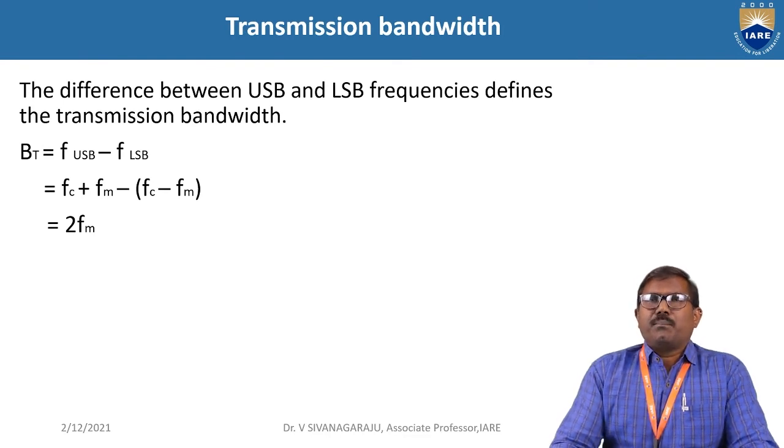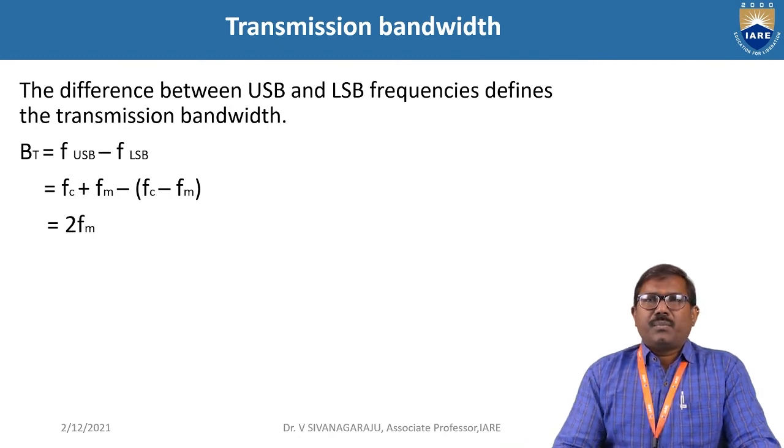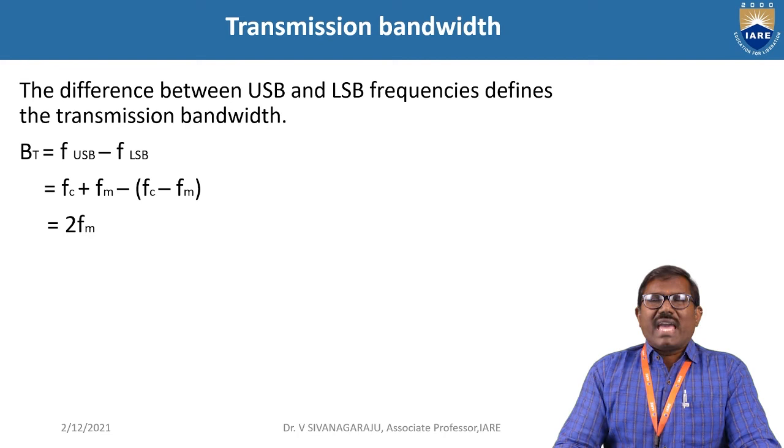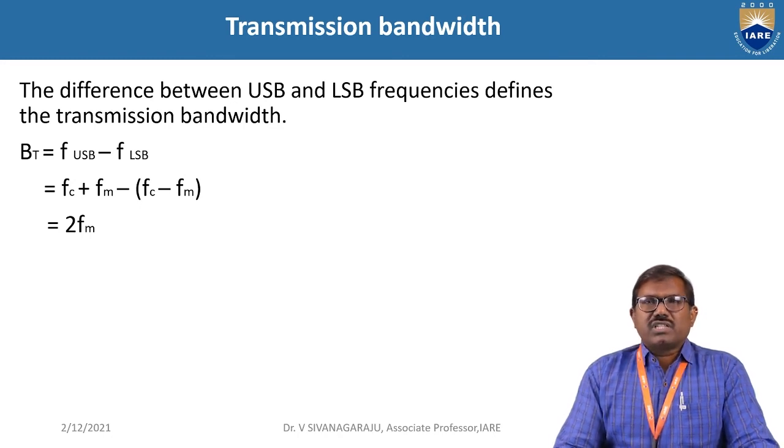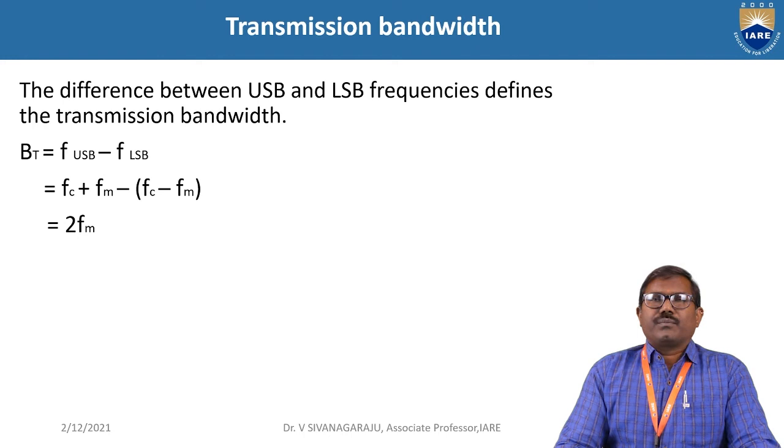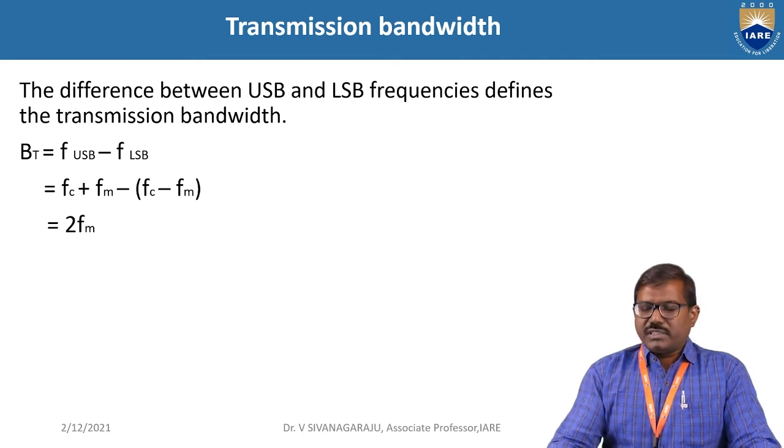So the transmission bandwidth. What is the transmission bandwidth? The difference between USB, meaning upper sideband, and lower sideband frequencies defines the transmission bandwidth. So simply BT is equal to F of USB minus F of LSB, already shown in the previous figure. So USB is FC plus FM minus FC minus FM. So finally, the transmission bandwidth is equal to 2 FM for the amplitude signal.